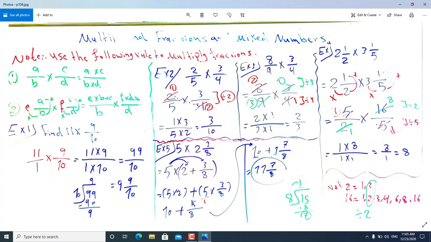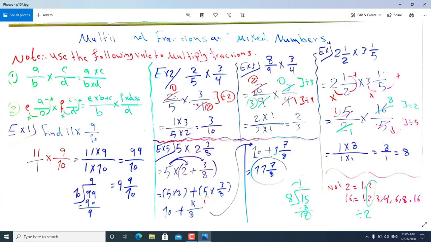From example 3, we have 8 over 9 times 3 over 4. First, we look at whether we can simplify. Here we have 9 and 3. We simplify the first denominator with the second numerator, and the first numerator with the second denominator. So 9 with 3, we can divide by the same number, 3. And 4 with 8, we can divide by 4. So 3 divided by 3 is 1, and 9 divided by 3 is 3, because 3 is a common factor between 3 and 9. And 8 with 4, we can divide by 4. 4 divided by 4 is 1, and 8 divided by 4 is 2.